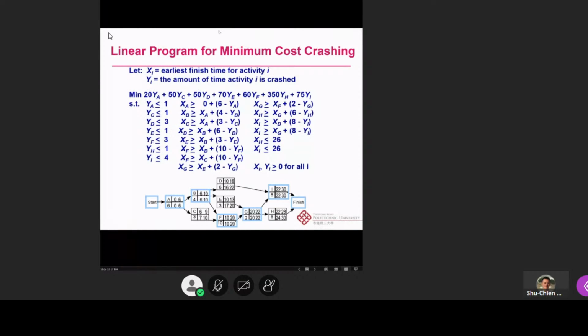And then we also have a set of constraints like YA less than or equal to 1, based on the possible crashing days for all the activities. And also the constraints between each activity. So we know XA should be larger or equal to 0 plus the bracket of 6 minus YA, sort of like this. We will follow all these things through. And finally, XH and XI should be less or equal to 26, and XI and YI larger than 0 for all I.